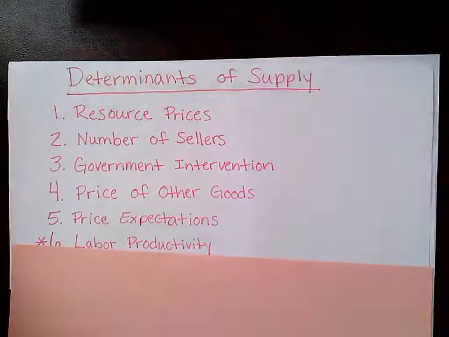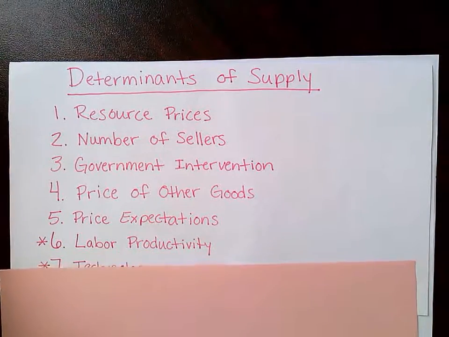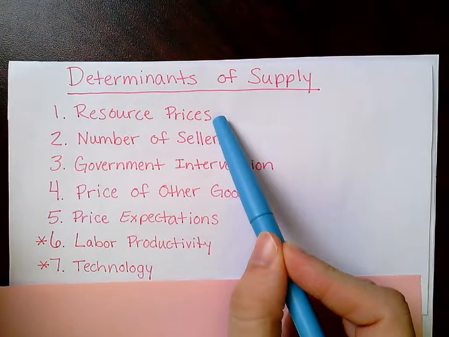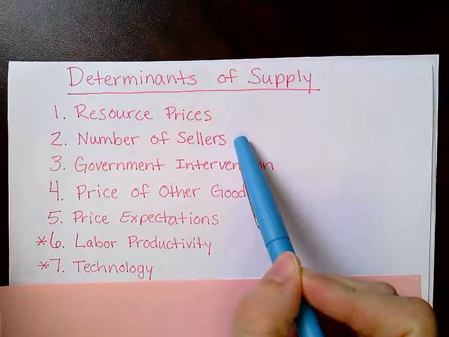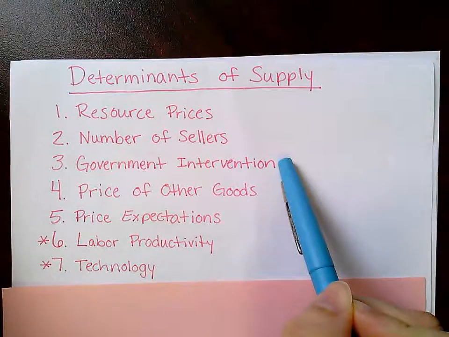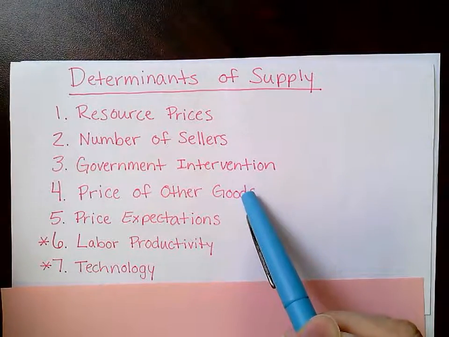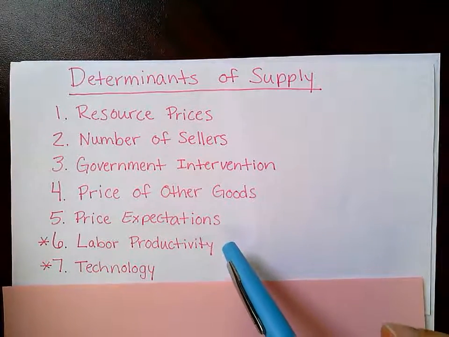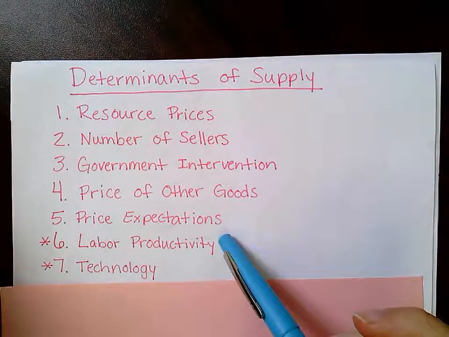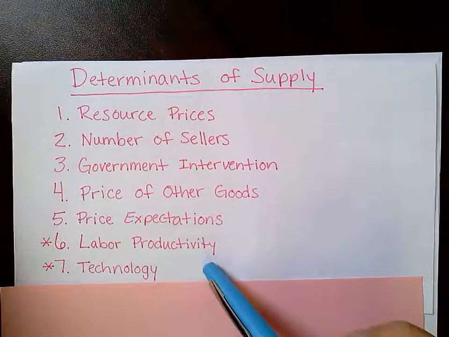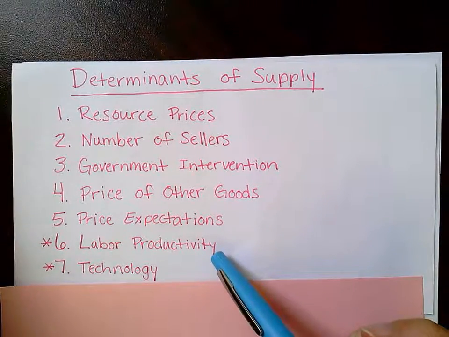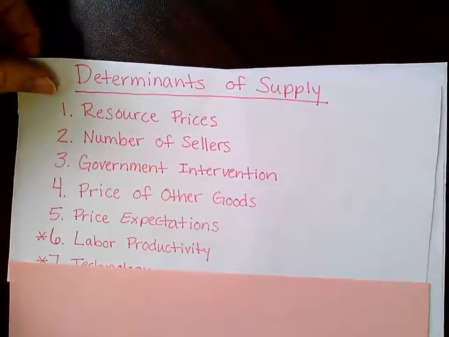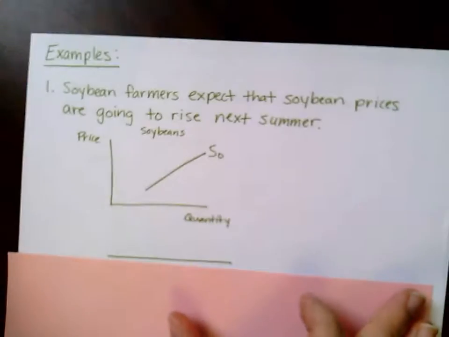You also learned about some new determinants. So some different ones for supply are going to be resource prices, so for example, the cost of steel, the number of sellers in the market, government intervention, price of other goods, price expectations, and two that I would add in there are labor productivity, so how productive your workers are, and technology. And you'll probably have to use those on your assignment for 1.6. So let's go ahead and look at some examples and see if you can figure those out.